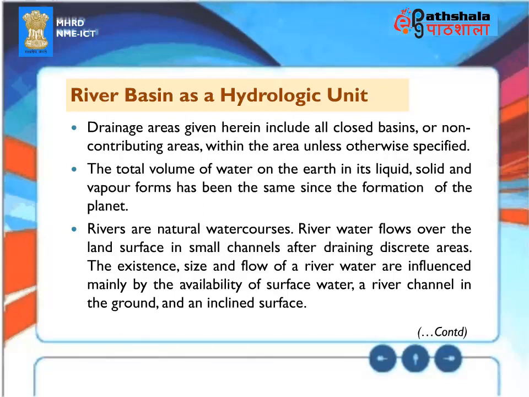The total volume of water on the earth in its liquid, solid, and vapor forms has been the same since the formation of the planet. Rivers are natural water courses. River water flows over the land surface in small channels after draining discrete areas. The existence, size, and flow of river water are influenced mainly by the availability of surface water, a river channel in the ground, and an inclined surface.